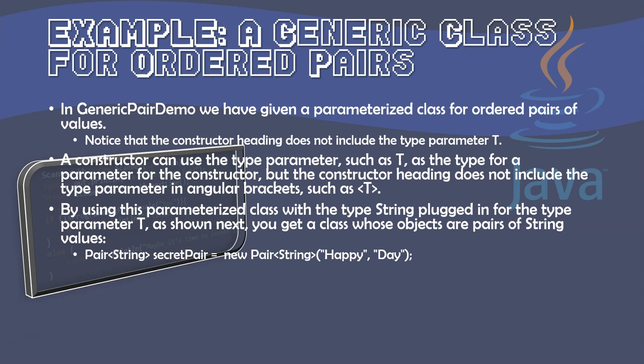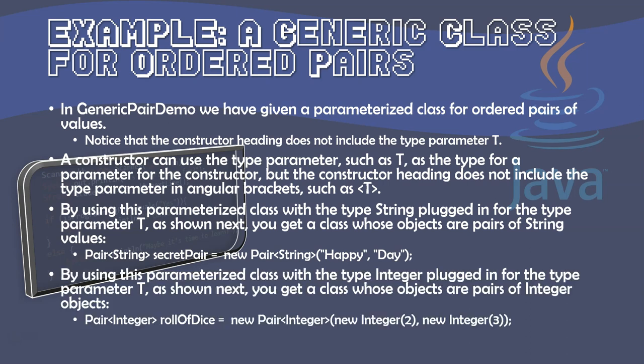By using the parameterized class with the type String, which is then plugged in for T, we can get a class whose objects are pairs of string values. So for example, we have Pair<String>, so you can say pair equals new Pair<String>("Happy", "Day"). And if we were to look at this with Integer, we'll get a class whose objects are pairs of Integer objects.